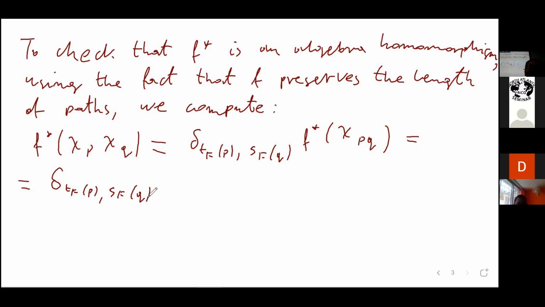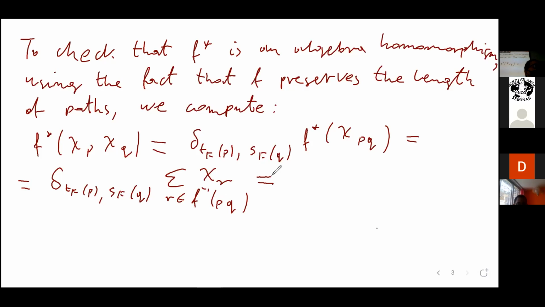But here I have a sum over all R's that are in the preimage of PQ. And here I simply have chi R. Okay. And now comes the very crucial step. This is the crux of the whole proposition, if you will.